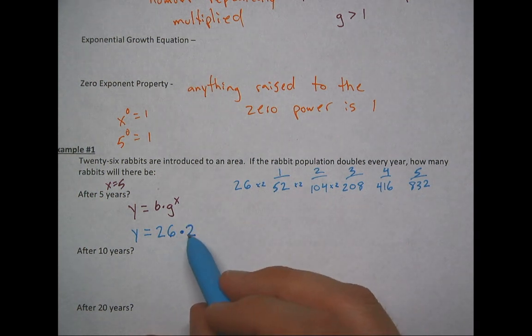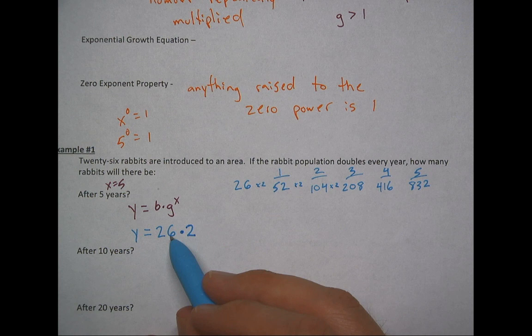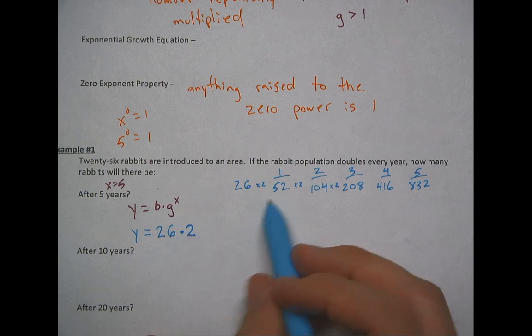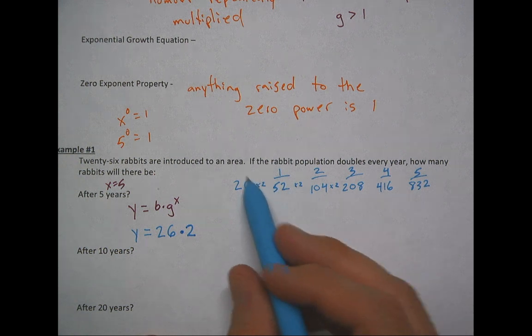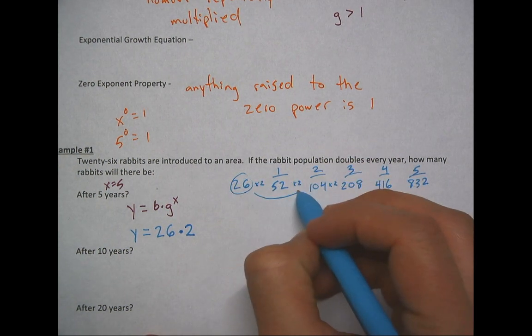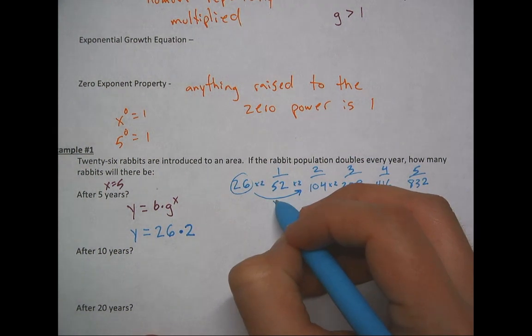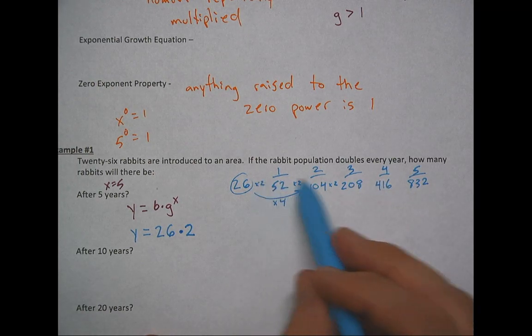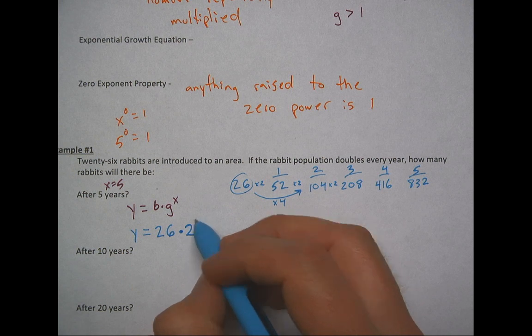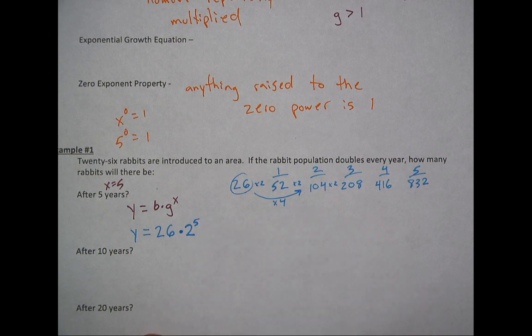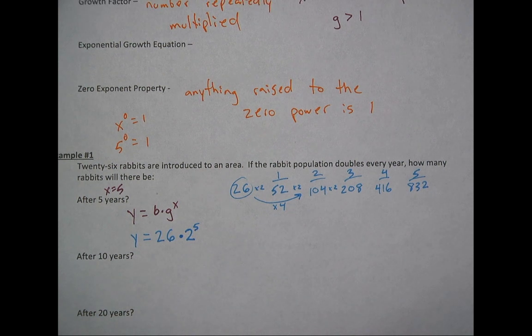So if it was just 1 year, you're timesing by 2 to the first. 1 year, just times 2. But now if you look at it, we're going from 26 to 104, that's actually times 4 because it's 2 years, that's 2 to the second. So the x value up here is the number of years. So that's 5. And if we did 2 raised to the 5th, that's 32.